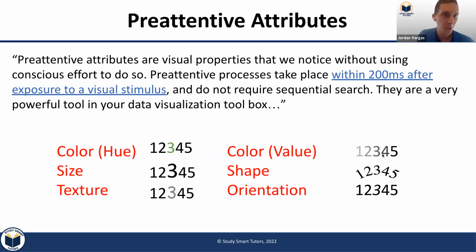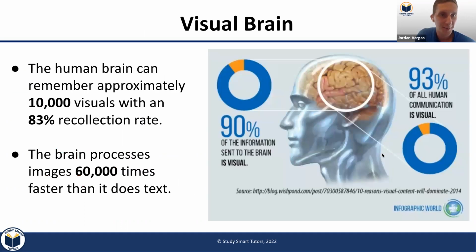We have color, which is what we did on that first slide where we made some of the 7s appear as blue. You can use size to help engage and help bring things to light. Some texture. You can also use shape, orientation, and value, which is really good for assessing quantitative data and differentiating between values. So that quote up the top: preattentive attributes are visual properties we notice without conscious effort to do so. Preattentive processes take place within 200 milliseconds after exposure to a visual stimulus. And it doesn't require what we call sequential search. Super powerful tool to add into your communication toolbox.